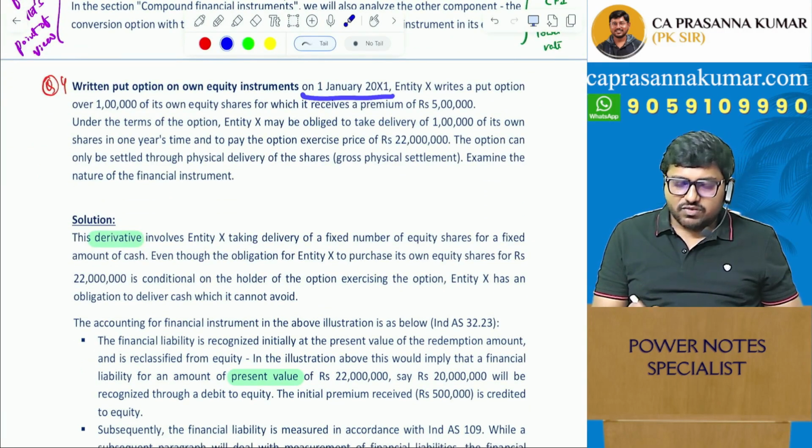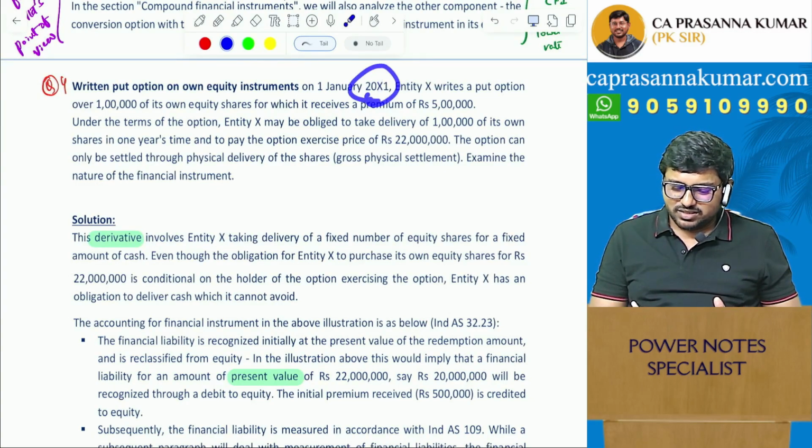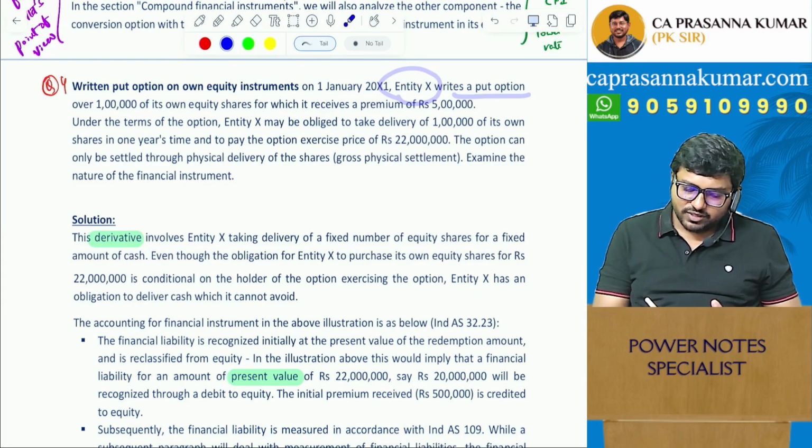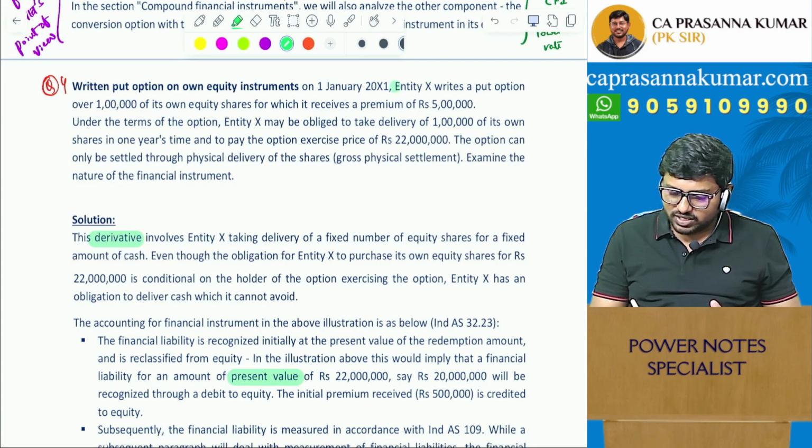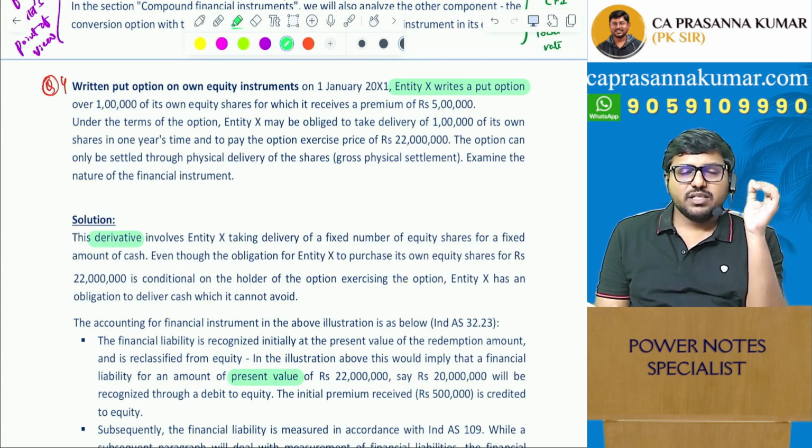On 1st January 2001, it can be 2011 also. Let's take it as 2001. X can be anything, or it can be 2021 also. Okay. Entity X writes a put option. Now, the moment you see this, first try to understand what this sentence means. Entity X writes a put option means, first of all, put option means right to sell.